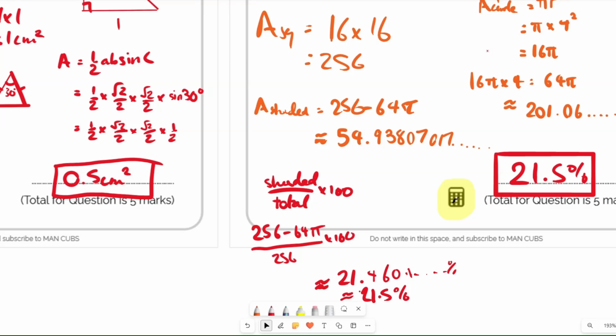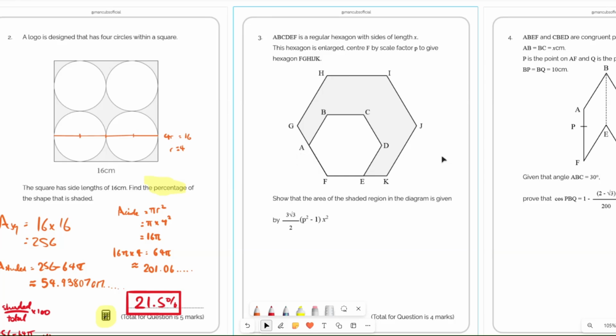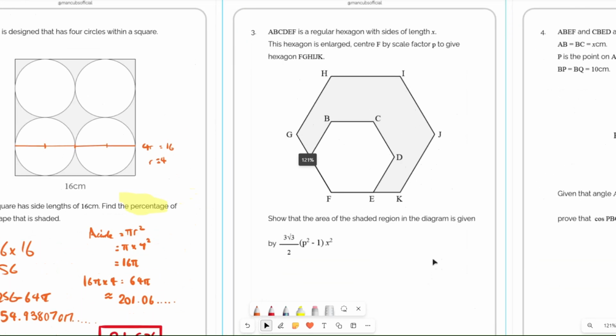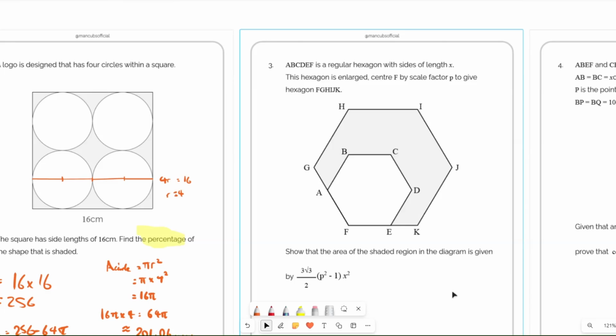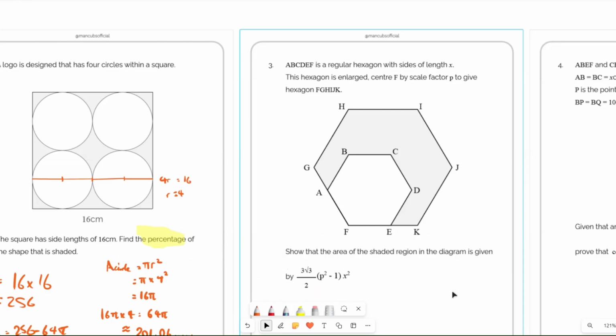So, the next question, I think this is a pretty famous question. Well, I thought it was. And it does look incredibly daunting at first glance. And also, the place where I got this question from is only 4 marks, so a bit of a harsh one. So, ABCDEF is a regular hexagon with side of length x. This hexagon is enlarged, center F, by scale factor p to give the hexagon FGHIJK. Show that the area of the shaded region in the diagram is given by 3 root 3 over 2 (p squared minus 1) x squared.